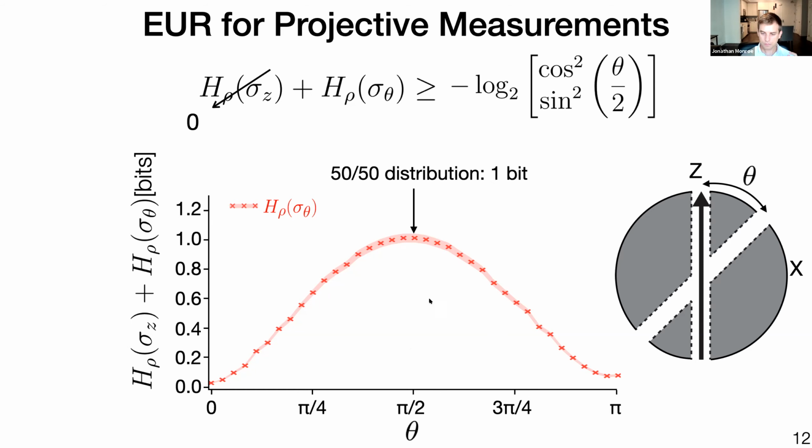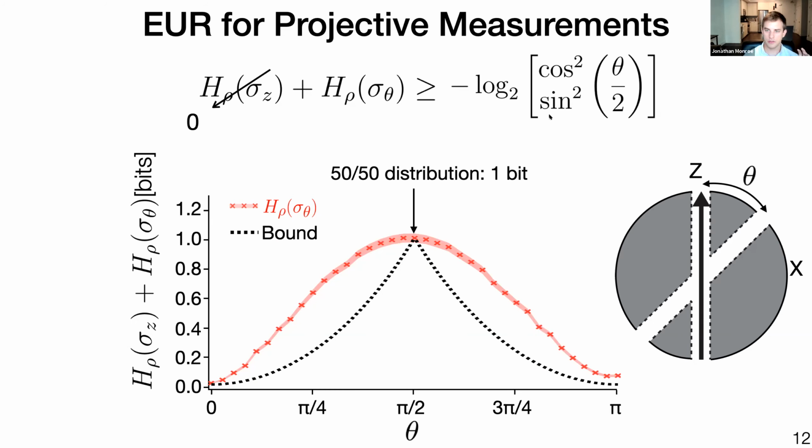Then in the middle, when theta was pi over 2, we were preparing plus z, measuring x, and those outcomes were totally random as a 50-50 distribution, and that probability distribution corresponds to having 1 bit of entropy. Sometimes that's the definition of a bit. And so that's the entropy.